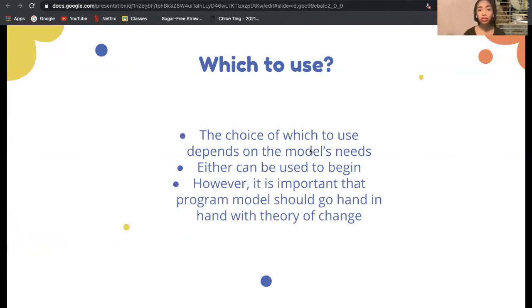So which one is better to use is the question, of course. The choice of which to use depends on what you need in your model. Therefore, both of these can be used to begin with. However, it is important that the program model goes hand in hand with the theory of change. The program model is definitely more detailed, but it should have a theory of change in it too, because before you can go into the details, you have to have a general representation of what you want to happen.